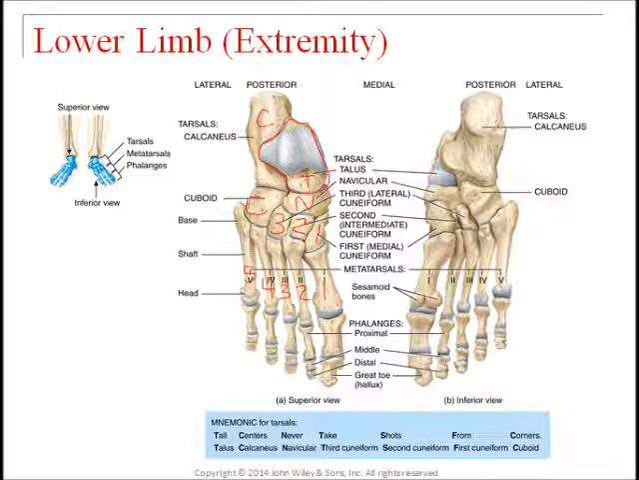Just anterior to the talus, we have the navicular. Anterior to the navicular, we have the 1st, 2nd, and 3rd cuneiforms. 1st, 2nd, and 3rd cuneiforms are also called medial, intermediate, and lateral cuneiforms, with those words being used interchangeably. And all the way on the lateral side in front of the calcaneus is the cuboid. The metatarsals are also labeled number 1 through 5, with 1 being the big toe. And then we have the same phalanges as we'll find in the hand.